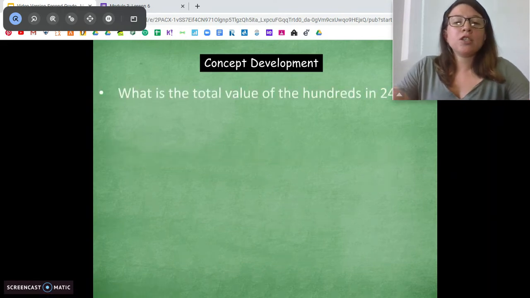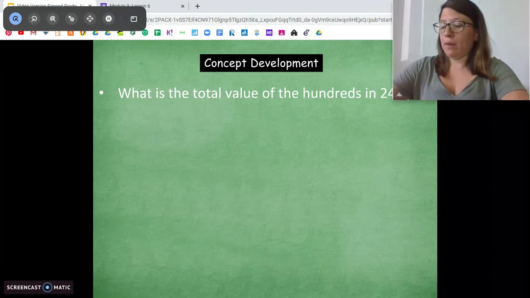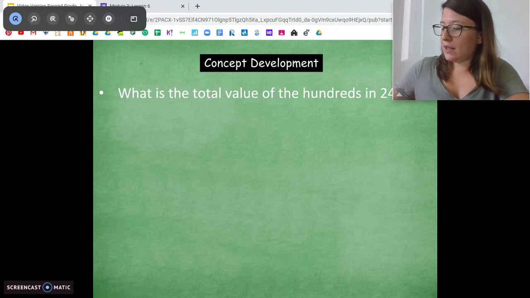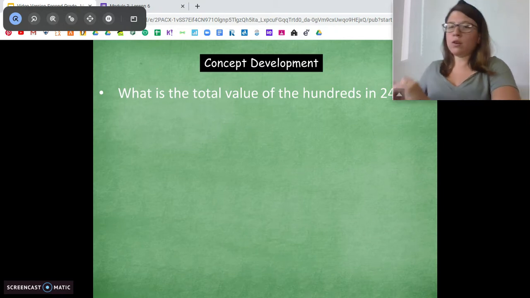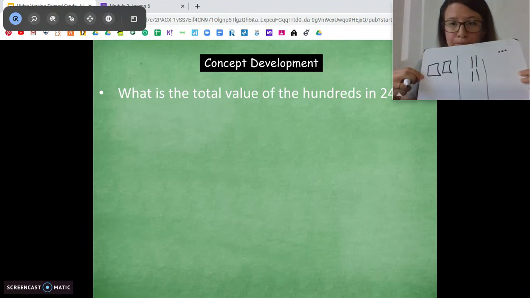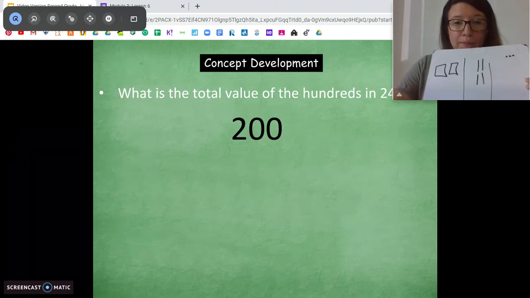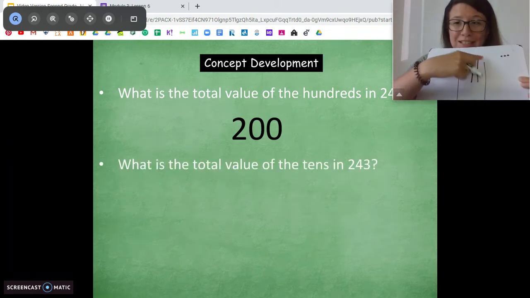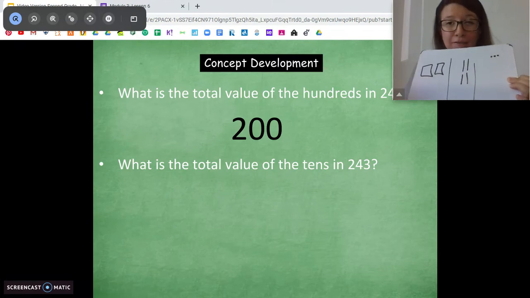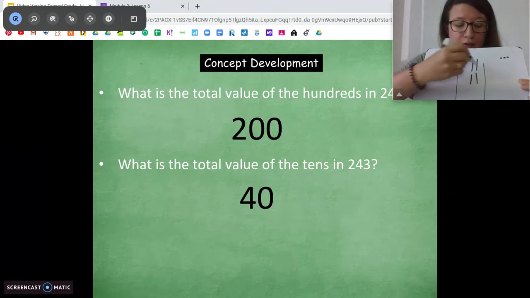Now, what's the total value of the hundreds? I'm going to draw that on my board just to help you out. 2 hundreds, 4 tens, 3 ones. What's the total value of the hundreds? Just the hundreds. 100, 200. Okay. What's the total value of the tens? We have 4 tens. What does that equal? What's that value? 40. Very good. 10, 20, 30, 40.